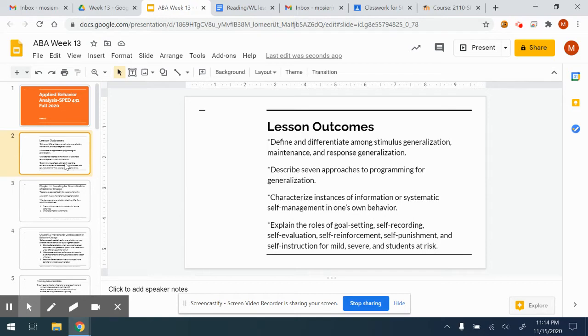In chapter 12, we will look at characterizing instances of information or systematic self-management in one's own behavior, and then explaining the roles of goal setting, self-recording, self-evaluation, self-reinforcement, self-punishment, and self-instruction for students with mild and severe disabilities, as well as students who are at risk.